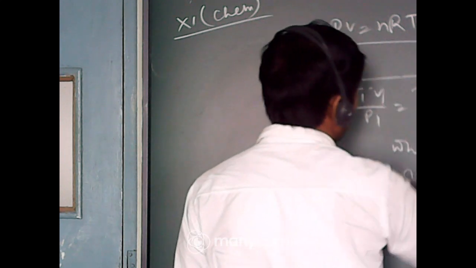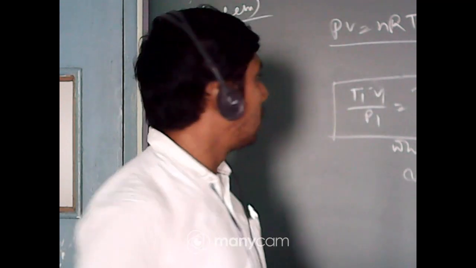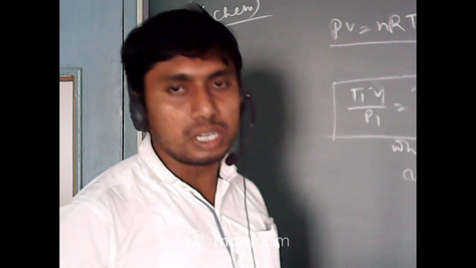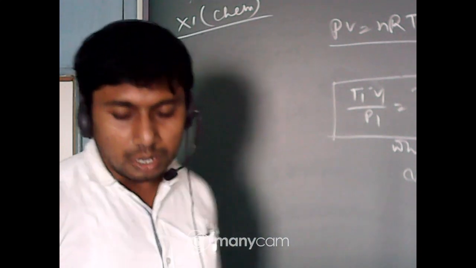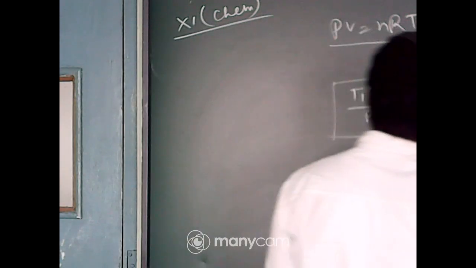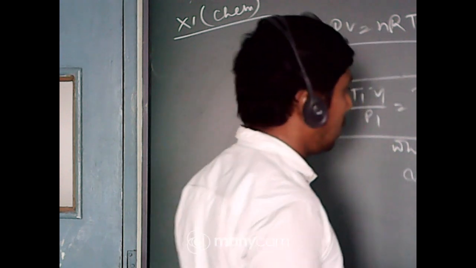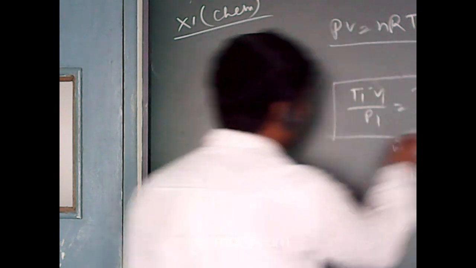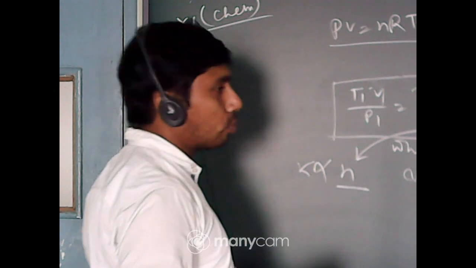This form will work further to solve some problems: V1 T1 by P1 equal to V2 T2 by P2. It is the combined form of Boyle's rule and Charles' rule. Now this is the combined form, and there is a proportionality constant K. Later on, this K is proportional to N.